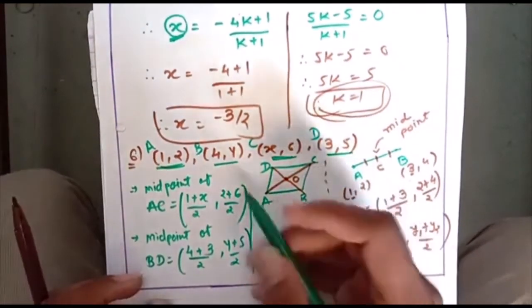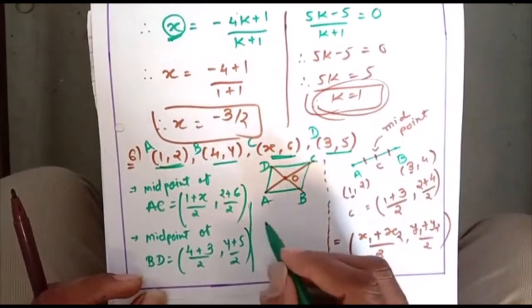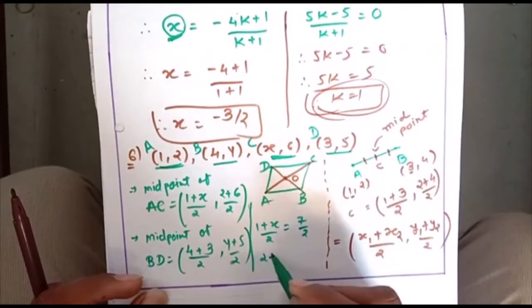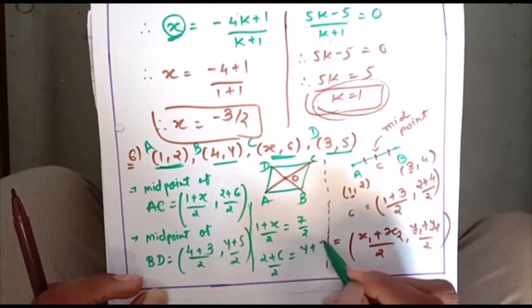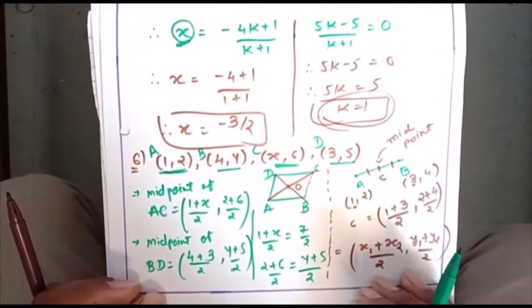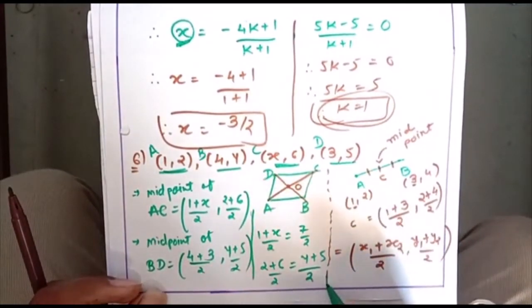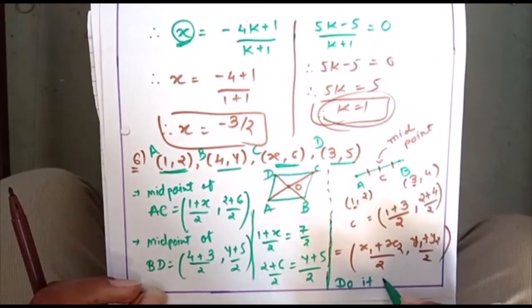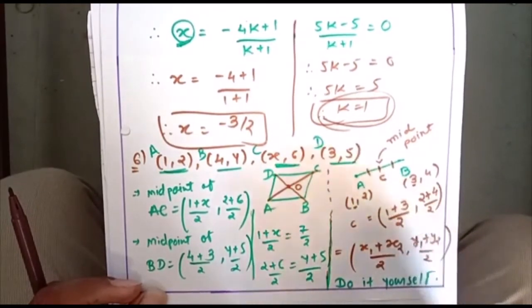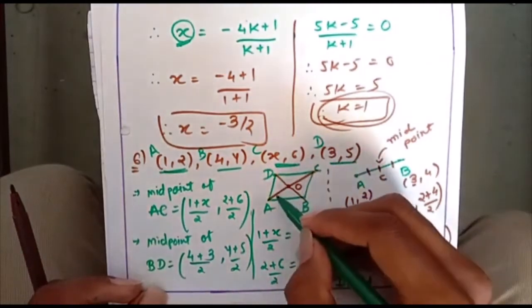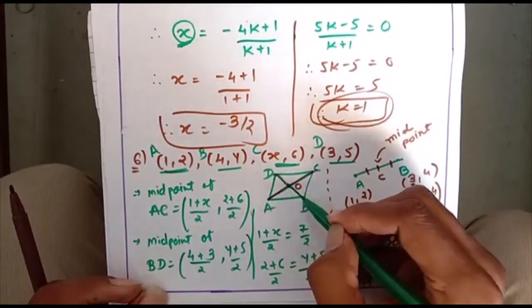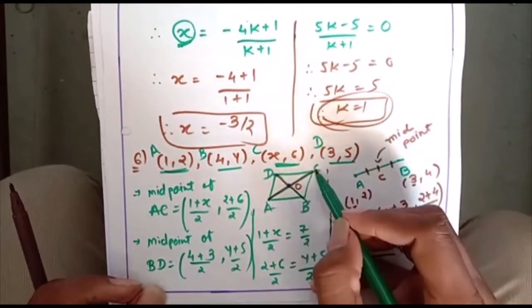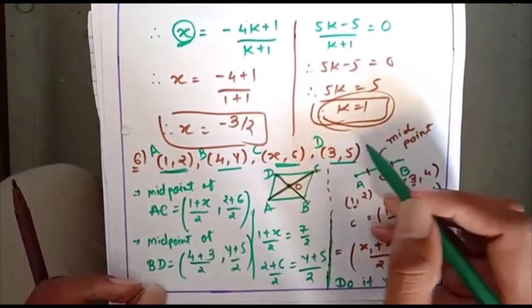Now compare, (1 plus x) by 2 is 7 by 2 and (2 plus 6) by 2 equal to (y plus 5) by 2. You get x and y. आगे आपको करना है, यहाँ से बहुत सिंपल है. सो यहाँ ये वाले एग्जांपल में आपको सिर्फ प्रॉपर्टीज़ याद रखनी है कि इसका midpoint of BD and midpoint of AC both are equal, properties of parallelogram.